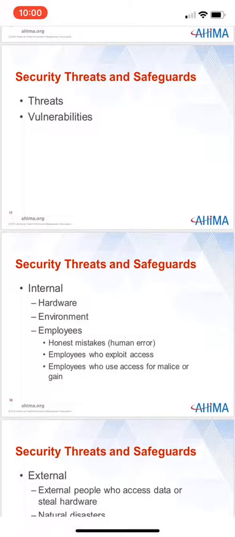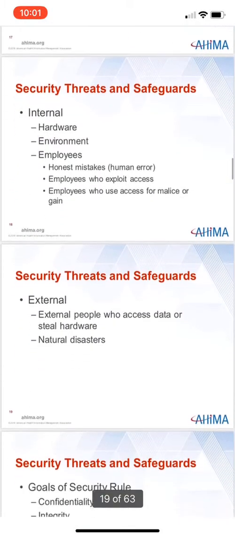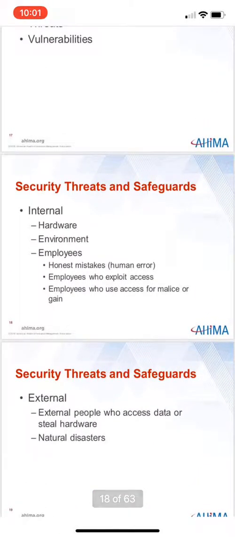There are 5 types of human threats to data security, which can be made by current employees, former employees, and hackers. Now you should remember these. So, threats from humans. Threats from employees who make honest mistakes, just human errors. Threats from employees who exploit their access to data. Threats from employees who use their access to data for malice or financial gain. Threats from external individuals who attempt to access data or steal hardware or other equipment. And last, threats from angry employees or others who attack the information systems of the covered entity.